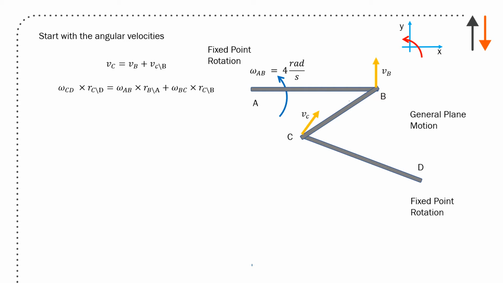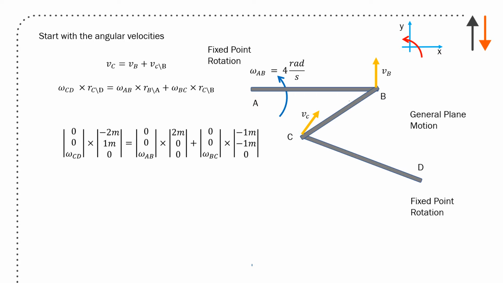I also can guess what I expect to have as the velocities. I expect that AB is going to go counterclockwise, and so VB is going to be upwards. And for the link CD, the velocity is going to be normal to that, and it's going to go up and towards the right.